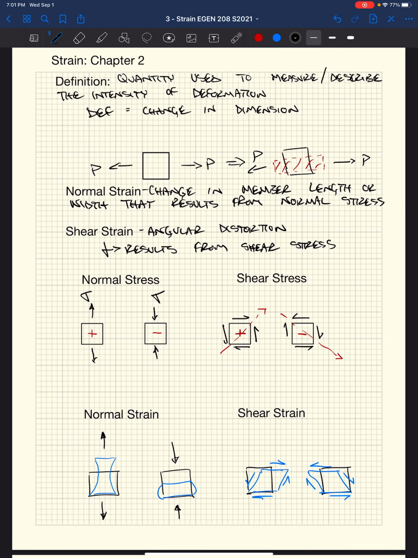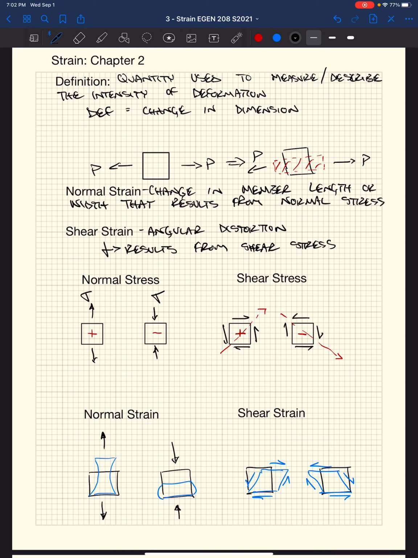Okay, so today we talked about strain, this idea of a quantity that we use to measure and describe the intensity of deformation. Deformation in this case is our change in dimension of our element. So we looked at this little square, we put a force on it. That force imposes stress, that stress imposes deformations. And we use the dimension of strain in order to quantify that level of deformation.